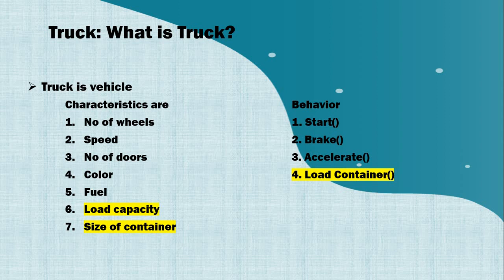What is a truck? A truck is a vehicle. The characteristics will be number of wheels, speed, number of doors, color, fuel, load capacity, and size of the container. And its behaviors are start, brake, accelerate, and load container.